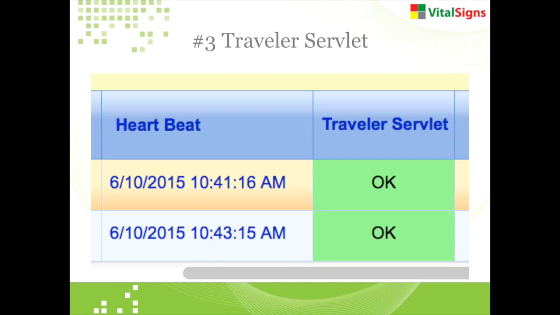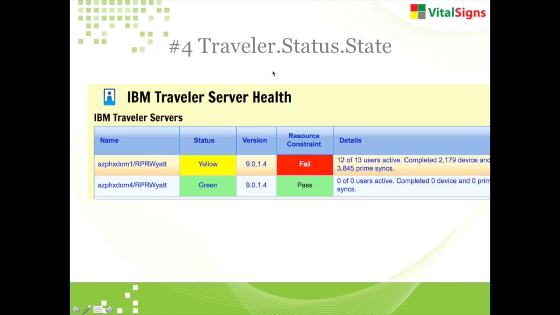Number 3 would be the Traveler Servlet. So what we do is we execute an HTTP request of the servlet, and we pass it the credentials that you give it, and then we parse the text that the Traveler server gives us back, and we look for the words "is available." And if we see that string in the response from the server, then we conclude that the Traveler servlet is okay. And if we do not see it, we conclude that it is not okay, and that would trigger an alert condition and a color change.